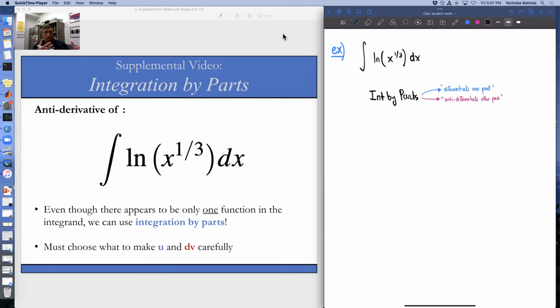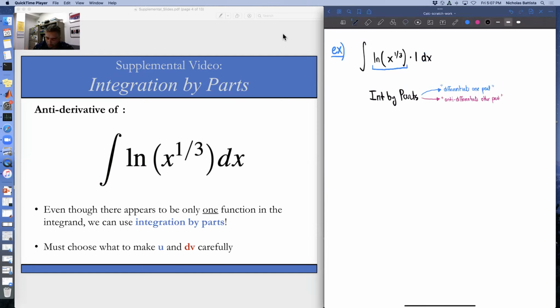One of those functions we will differentiate, the thing that we call u. The other piece we will antidifferentiate, the piece we call dv. However, when we take a look at this integrand, we really only see one function sitting there, that ln of x to the 1/3, which at face value would suggest we can't apply integration by parts. However, we can always think about that second piece, namely that dx, as being the thing that we antidifferentiate, since you could imagine that in front of that dx, we still have a 1.